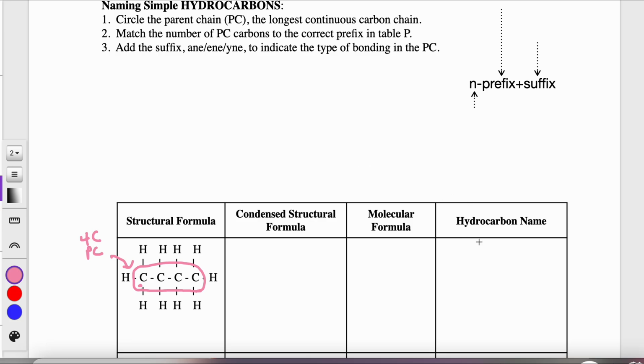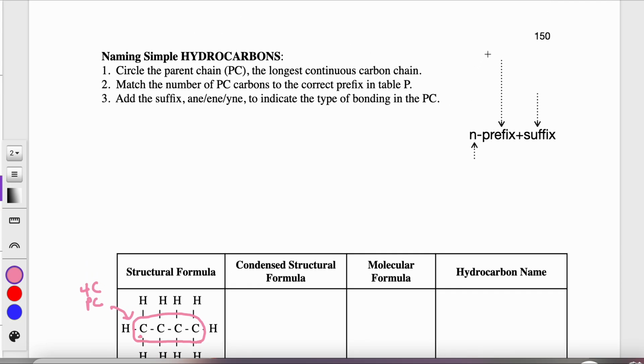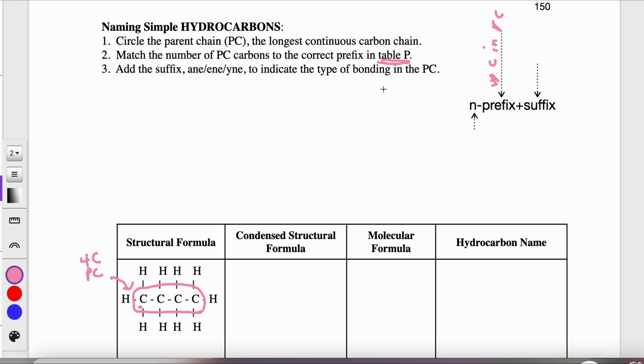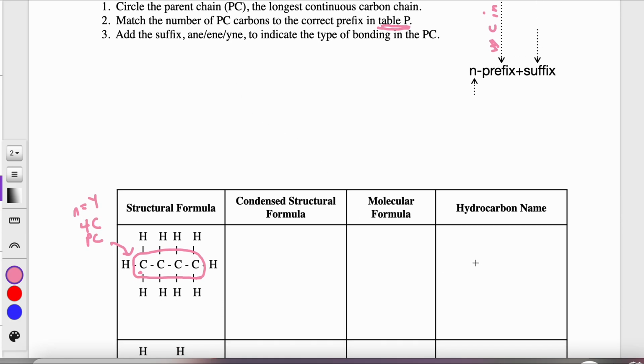Okay, so I'm going to come over here to the hydrocarbon name. The first part in the name is the prefix, and that prefix represents the number of carbons in the parent chain. And you don't need to do any memorization. You need to go to your table P. And when you take a look at your table P, you go down where N equals 4, that's 4 carbons, okay? You will see a prefix of bute. It's not but, it's bute, okay?